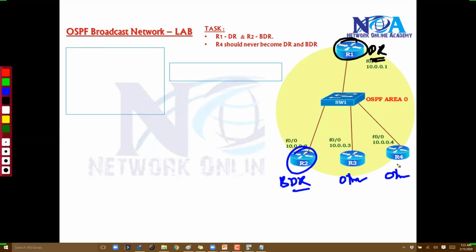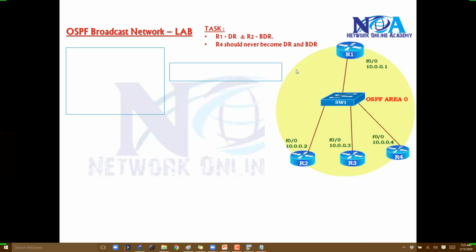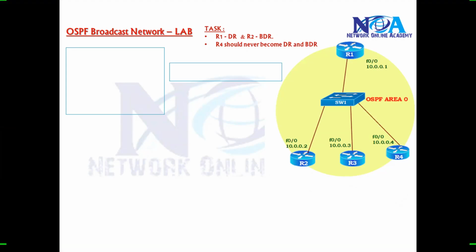And at the same time, I want this router should never become a DR. So which means I want to ensure that router 4 should never become a DR or BDR. To do that, we can simply change the priority value to 0. Now 0 means, if you remember, I said it will never become a DR or BDR. So it will always remain in the other state.